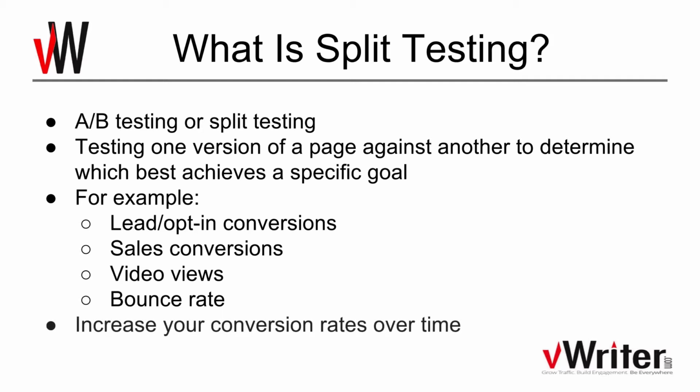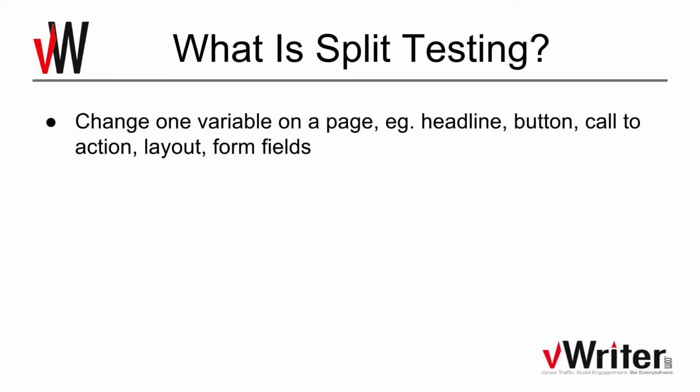And the whole idea of split testing is to increase your conversion rates over time. And we'll go through some examples of how that can quite radically improve things for your business and make huge adjustments. So it's all about really changing one variable at a time on a particular page to see if a certain change in that variable makes a difference, whether that's a headline, a button, it could be a call to action, so an actual specific request to somebody to say click a button or to purchase. You could be testing the layout of the page.